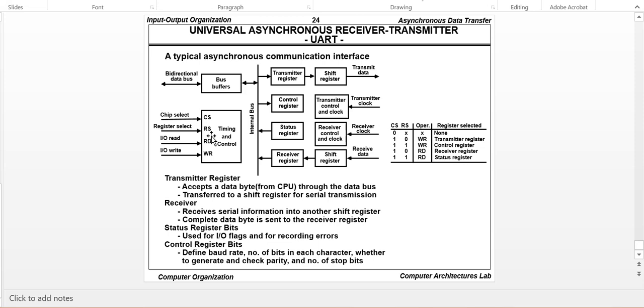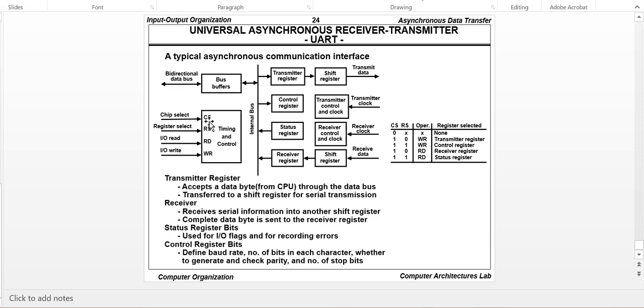Register select is a combination of two bits, RS0 and RS1. In the previous diagram, there were two register select bits. Here, just for simplification, it is given as RS. Okay, CS is chip select, and RS.